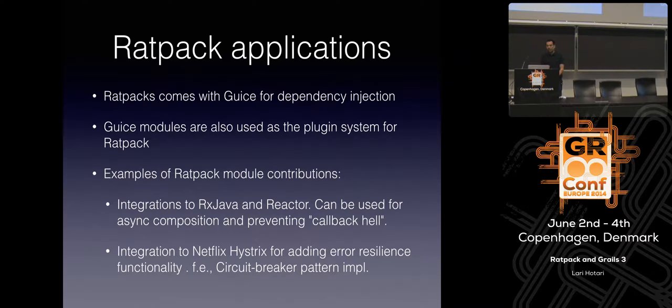Then there's an integration to Netflix Hystrix, and this is a library that has some error resilience functionality, which is quite handy in a microservice environment. For example, a circuit breaker pattern implementation helps handle failure in a system where there's a lot of distributed services. And there's also others available.